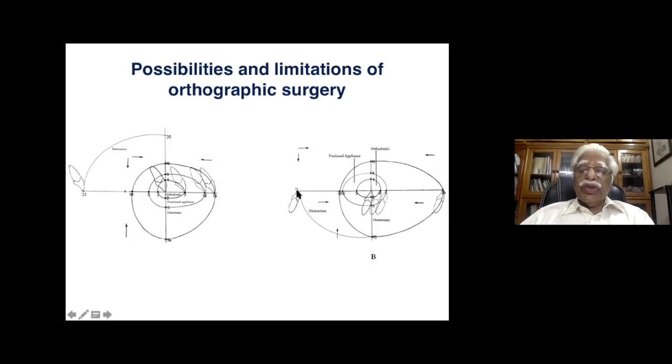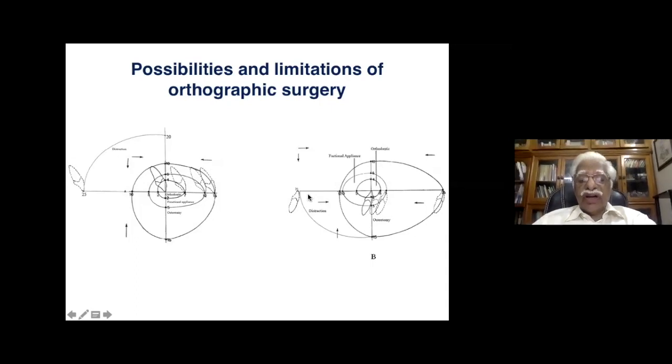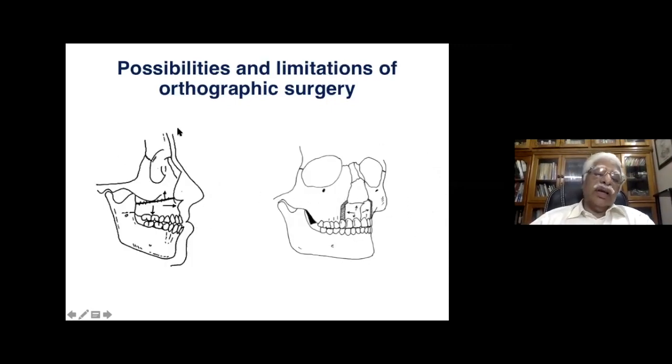With distraction osteogenesis, the mandible can again be taken forward by somewhere around 2.5 centimeter. This is what shows the distraction. This is a modification that I have done to the William and Proffit measurements. And we talk about the possibilities.